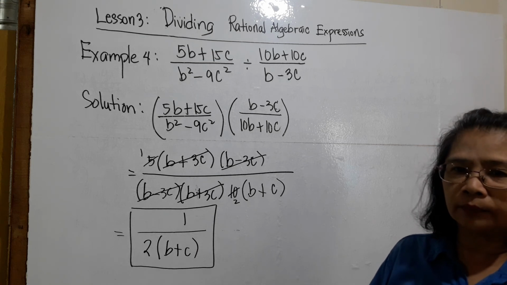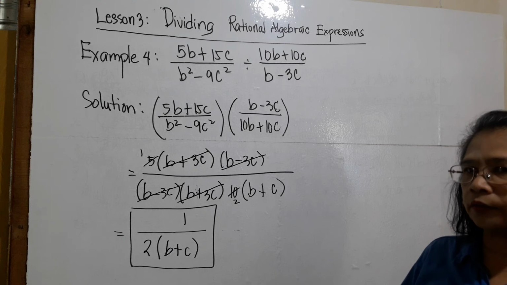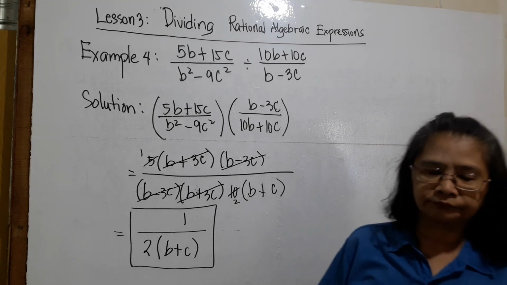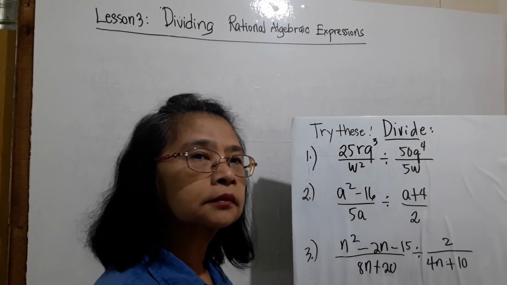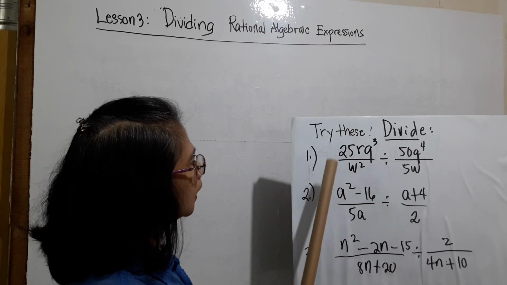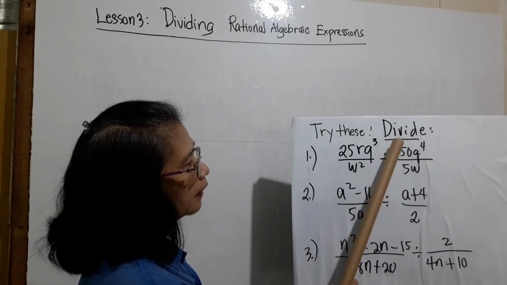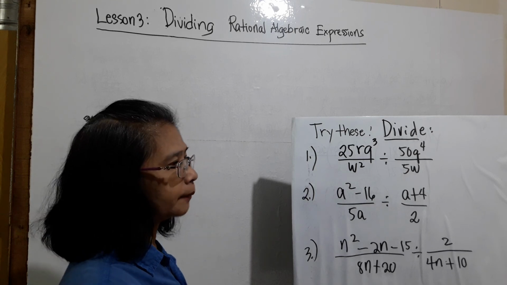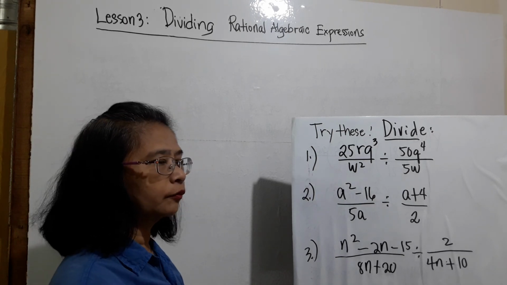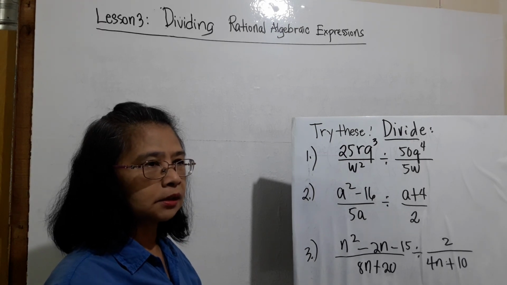Okay, I'll give you time to copy in your notebook. Do not skip any part in the solution so that you will be guided and later you review. Okay, I want you to copy the 3 items here so you can practice your skill in dividing rational algebraic expressions. You follow the steps in the examples 1 to 4 which I presented. I hope everybody copied the 4 examples. Good luck.